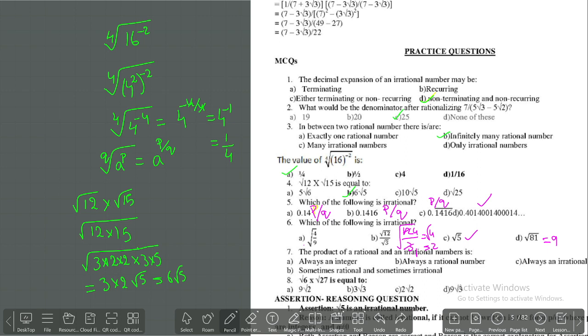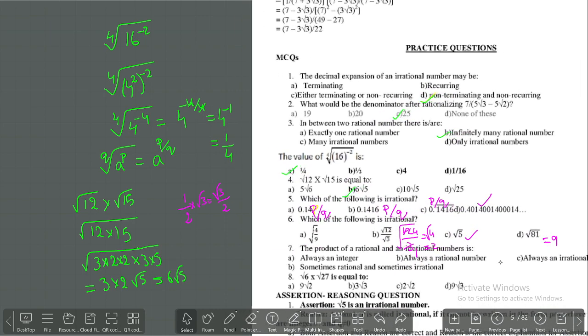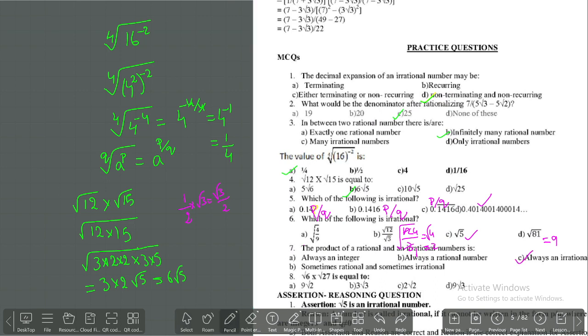Okay? Next, the product of a rational and an irrational number is always an integer, always a rational number, always irrational number, sometimes rational and sometimes irrational. Which one? Always irrational number. Why? Because if you take 1 by 2, it is a rational number. Correct? Root 3 I am taking. What happens? Product. Root 3 by 2. Again it will come as irrational number only. That means always irrational number.